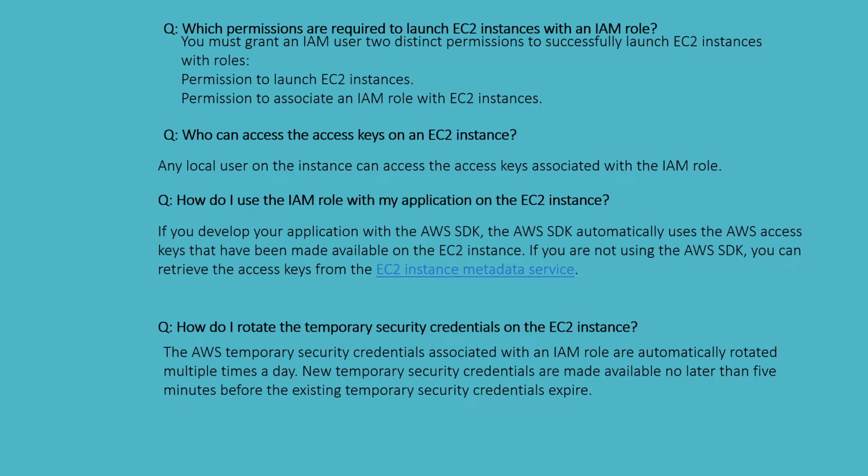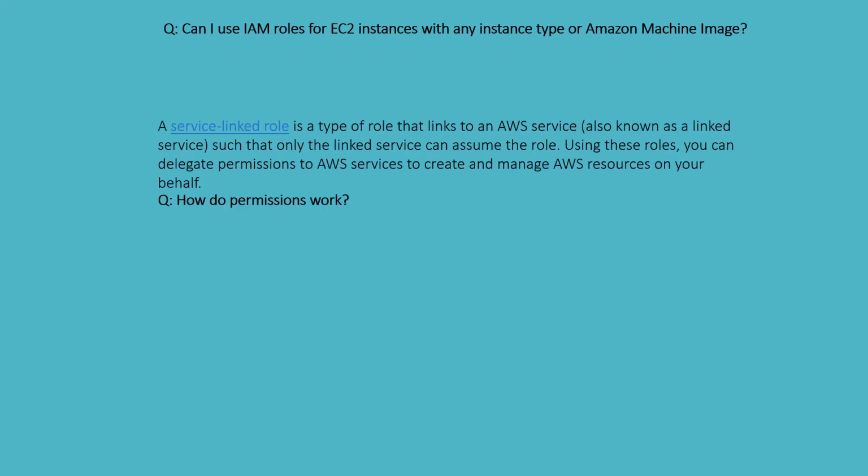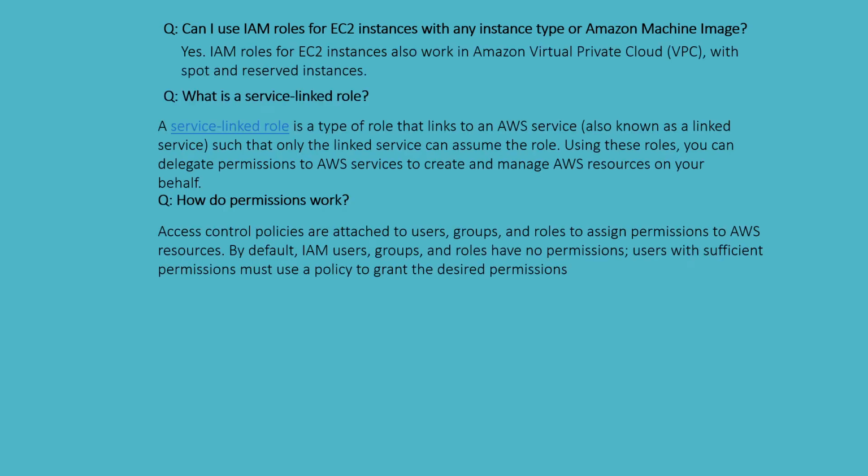How do I rotate temporary security credentials on EC2 instances? AWS temporary security credentials associated with an IAM role are automatically rotated multiple times a day. New temporary security credentials are made available no later than 5 minutes before the existing temporary security credentials expire. Can I use IAM roles for EC2 instances with any type of Amazon machine image? Yes, IAM role.